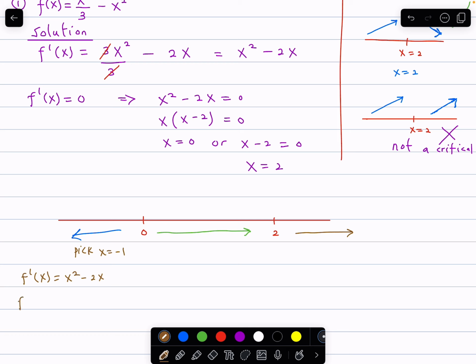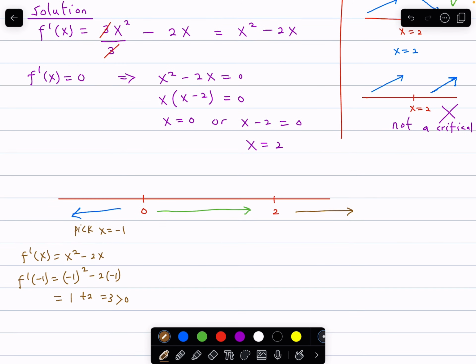So f prime of -1 is going to be (-1) squared minus 2 times (-1). So this is going to be 1 plus 2, which is 3. This is greater than 0. So recall that if the first derivative is greater than 0 on a particular interval, like for each x on a particular interval, then the function is increasing on that interval. So to the left of 0, the function is increasing. So I'm going to draw this arrow, is increasing.